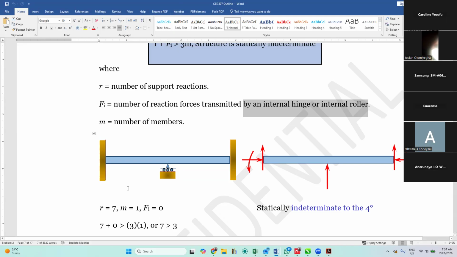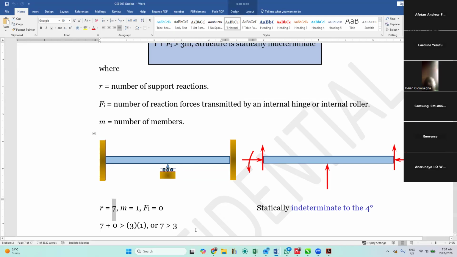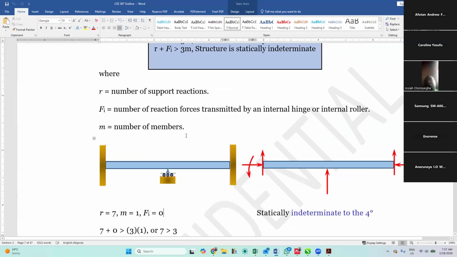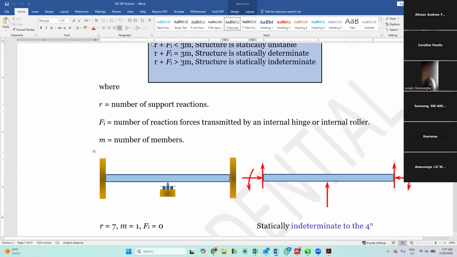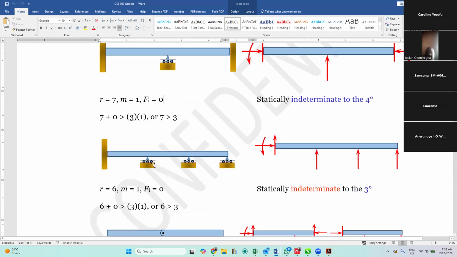Okay. Now, for this particular one, number of reactions, we have 3 here, 3 here, and 1 here. That's why R is 7. And the number of members is 1, and F is 0. So if you apply the formula, R plus F to be less than 3M, our R is how many? 7. 7 plus our F. Do you have any internal hinge? No. F is 0. 7 plus 0 compared to 3 times what member? 1. 3 times 1 is 3. So 7 is greater than 3. So it is indeterminate to the 4th degree.